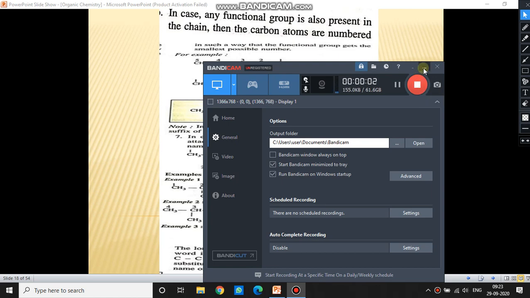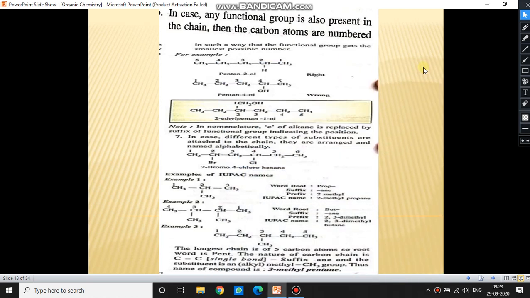Now the last rule for nomenclature, and after that we'll be starting up with the examples. The last rule is about what happens if you have more than one type of substituent, and how to arrange them. For example, in this organic compound we have bromine and chlorine. We have two substituents, and they are the functional group. Now how to name them?